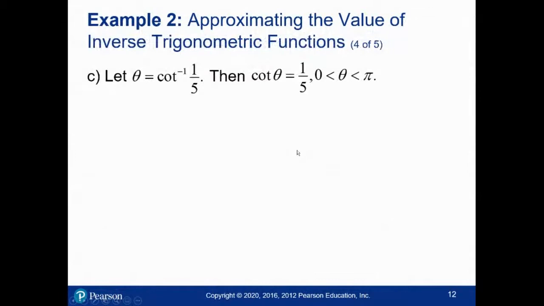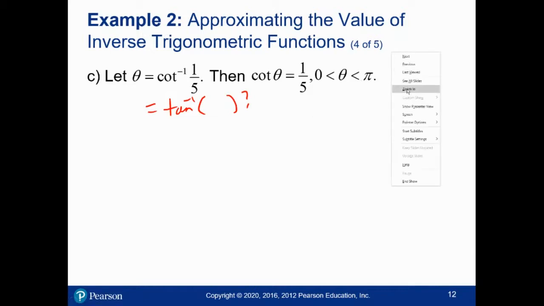Okay, part C, arc cotangent of 1/5. Again, you probably don't have an arc cotangent button. So this will be equal to, try to guess the pattern, this will be equal to the arc tangent of what? So pause here, work through it, make a guess, see if your guess was right, try to come up with an answer.